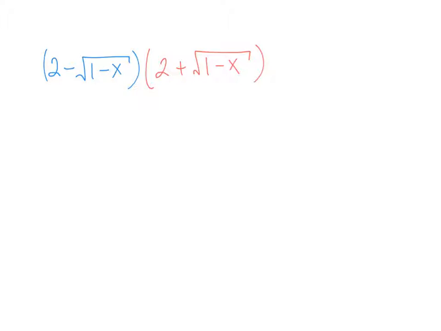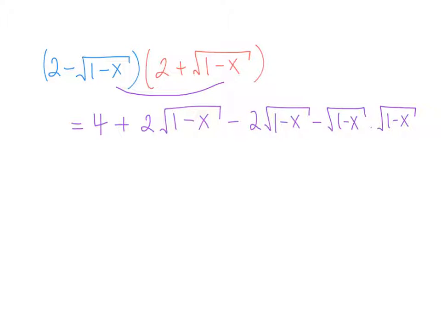Here are the two terms that we're going to multiply together in the numerator. Let's see what happens when we distribute or FOIL. First we multiply the 2 and the 2 to get 4. Then we get 2 times the square root in the second factor, minus 2 times the square root that comes from the first factor, and then minus the product of those two square roots.